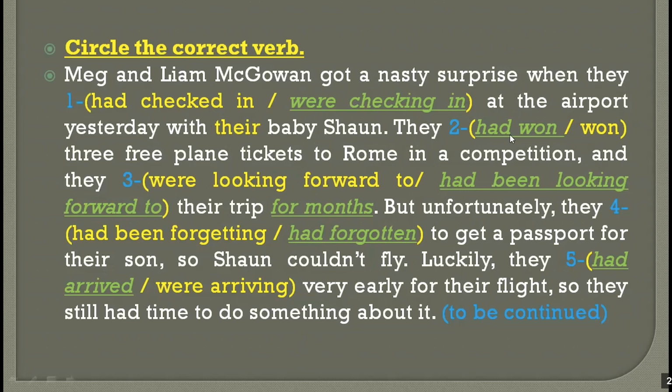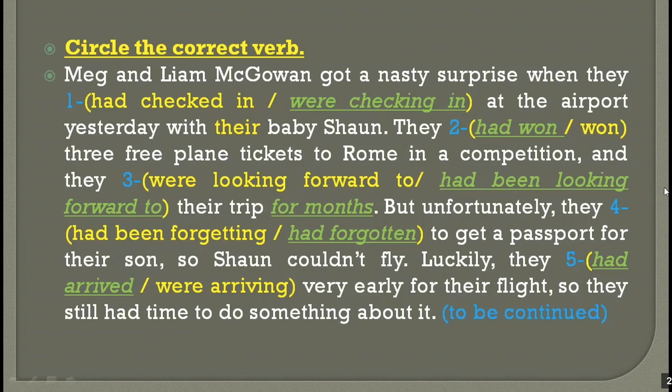With their baby Sean, they had won 3 free plane tickets to Rome in a competition. Before they got to the airport, they won these tickets. So past perfect. And they had been looking forward to the trip for months because we have the expression for months. So you're gonna choose the past perfect continuous and not the past continuous.